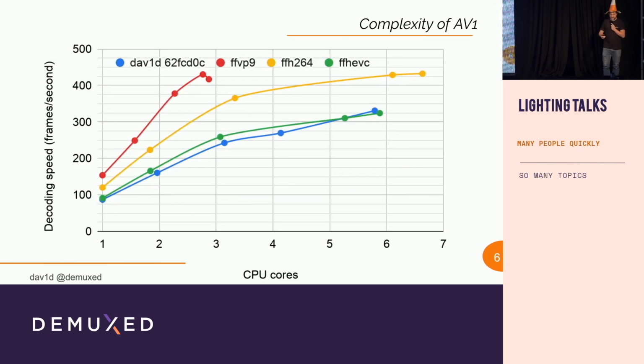What is interesting is that this shows the decoding complexity of AV1 compared to HEVC, and you see that dav1d is at the same complexity as FFmpeg's HEVC decoder to decode HEVC.